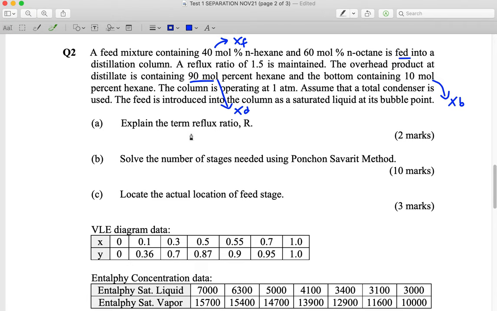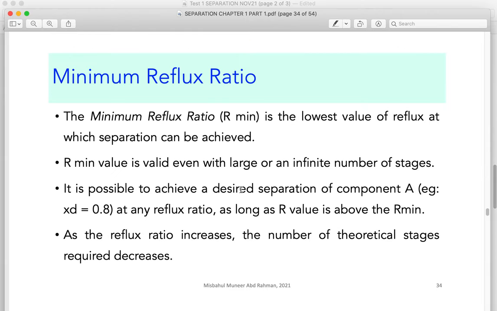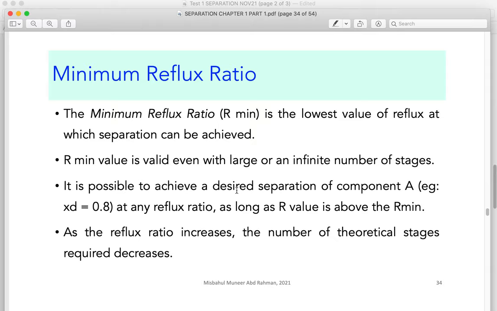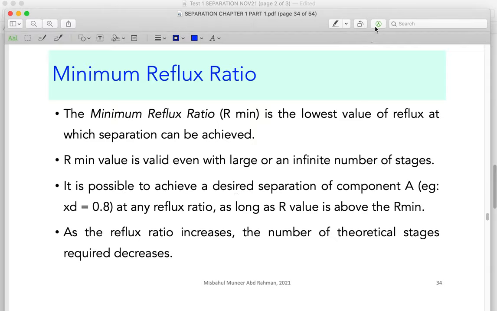So question number 2A, explain the term reflux ratio. For this, to answer this one, you have to look into the notes. And actually in the notes, they do not exactly mention the definition of reflux, so you can take the definition here. I will make sure that the question that appears in the test will use the same question and answer that you can find in the notes.